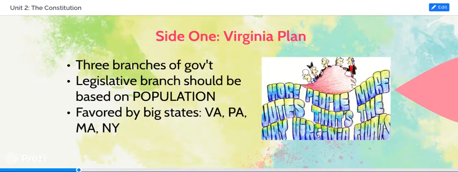Now, they think because Virginia at that time had a whole lot of people in it, and it was one of the largest states in the Union, if not the largest state in the Union. I think Massachusetts might have been the actual largest.